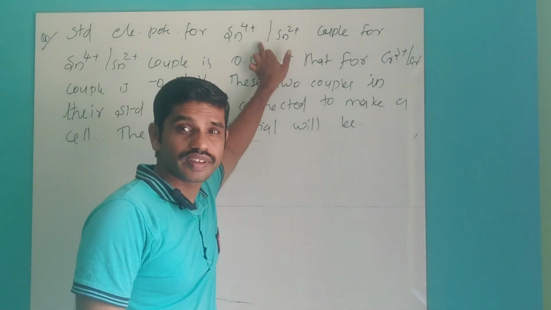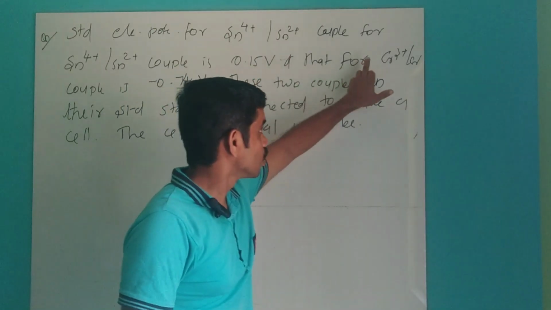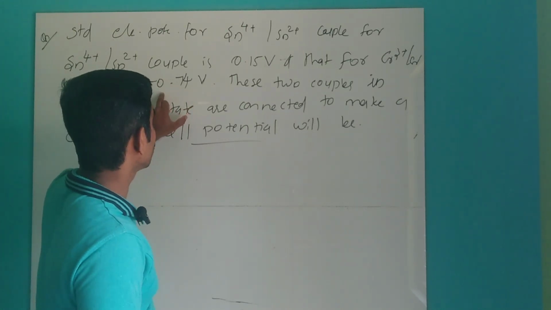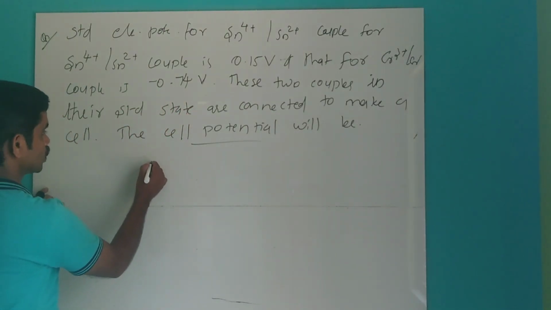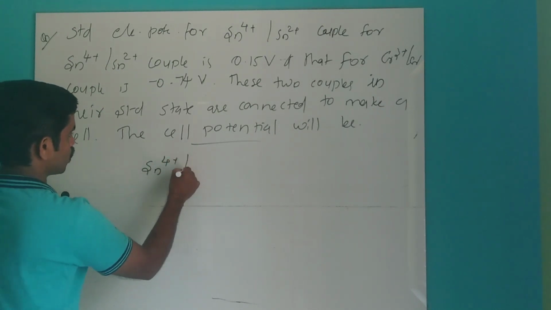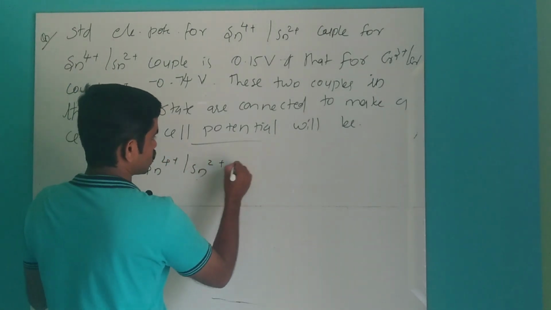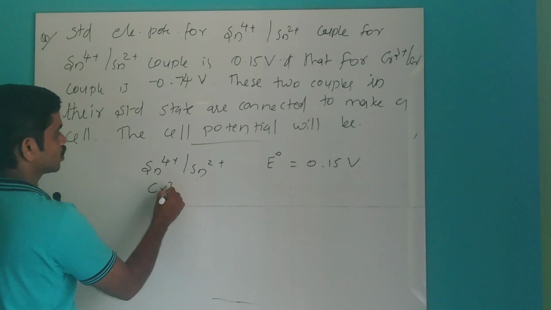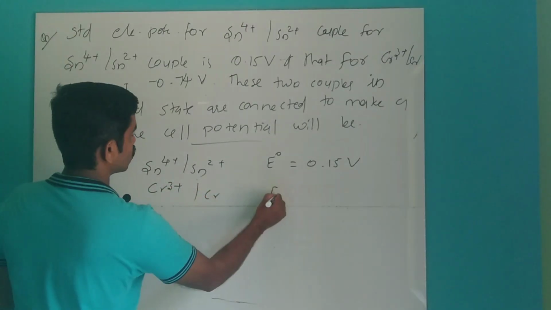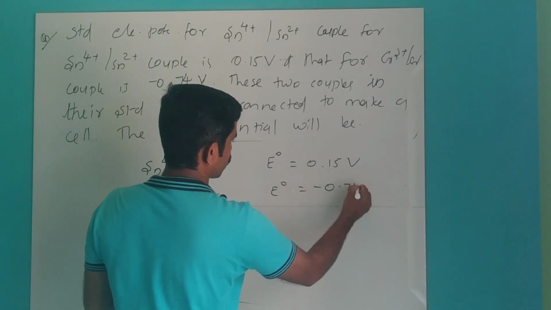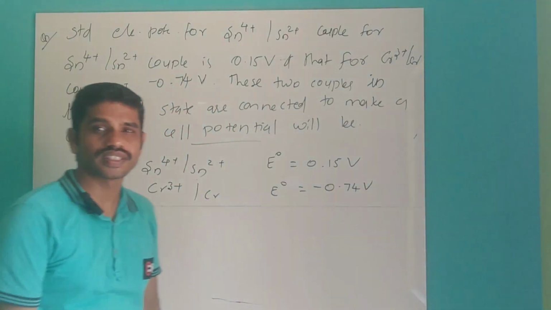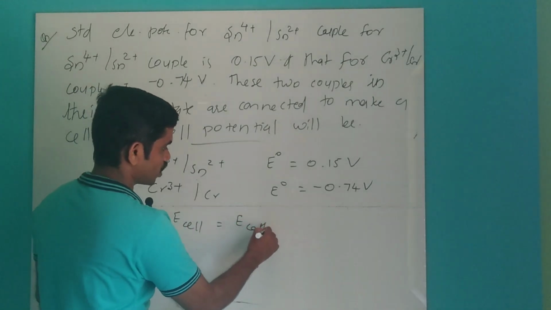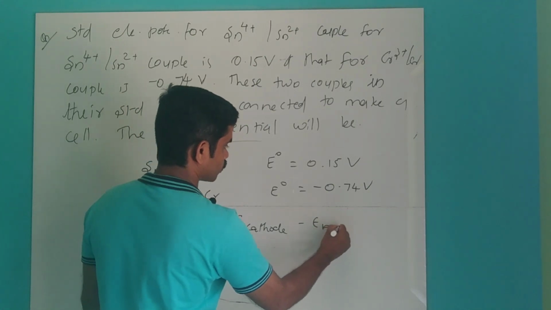So tin is reducing, its voltage is given, chromium is reducing, its voltage is also given. So write the values. Sn4+ to Sn2+, and its E0 value is 0.15 volt, and that of Cr3+ to Cr, its E0 value is equal to minus 0.74 volt. So what is the E cell? What is our equation? E cell is equal to E of cathode minus E of anode.